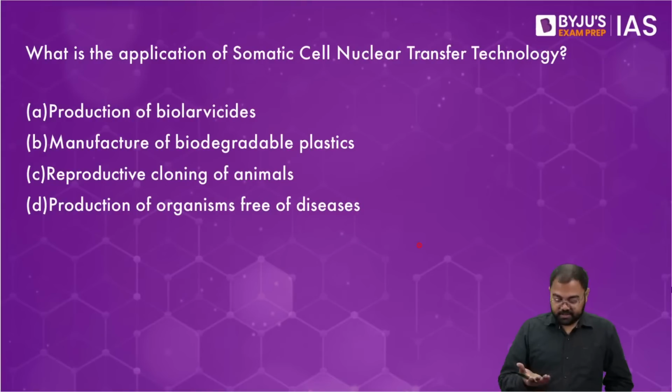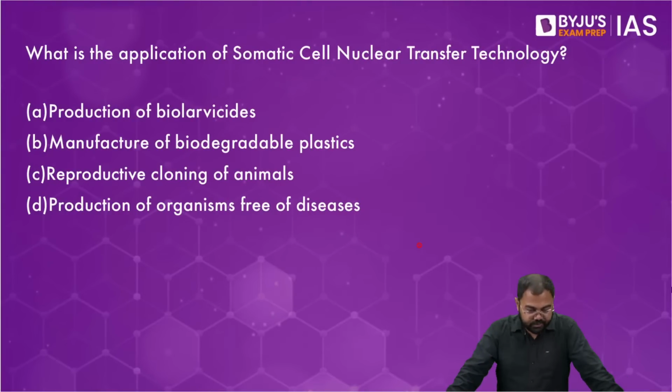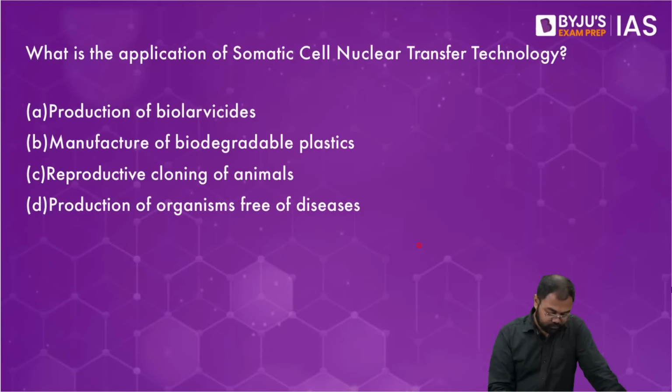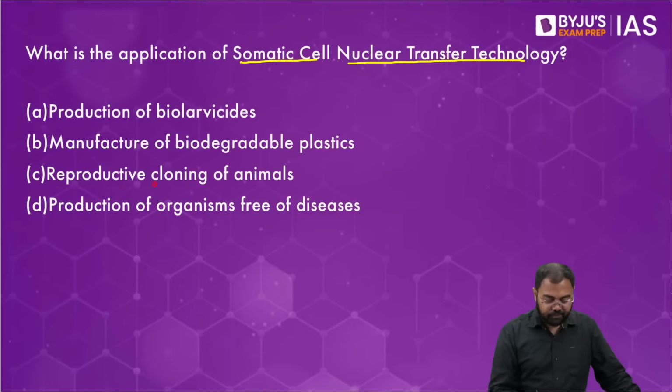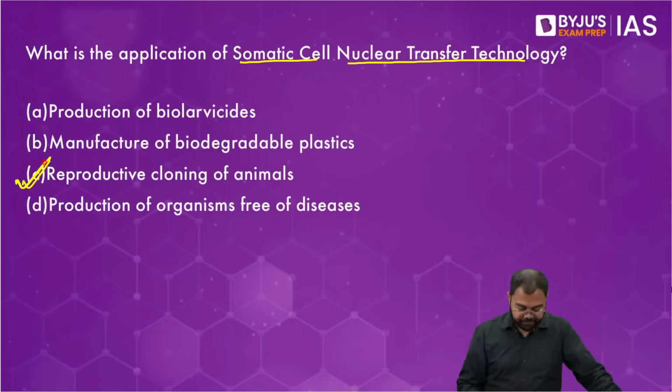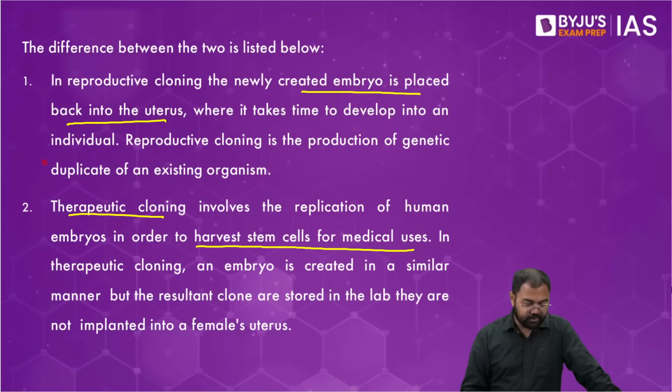So this is a question that was asked in your paper, a very, very simple question. Somatic cell nuclear transfer is being done in what process? In cloning, correct? So reproductive cloning of animals is where we are using this process. So the correct answer will be C.